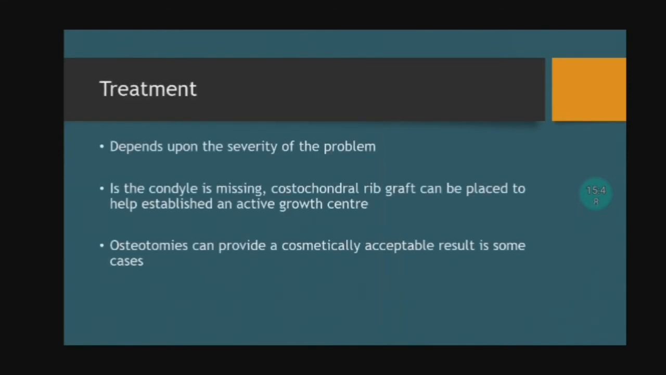Next is treatment. It depends upon the severity of the problem. If the condyle is missing, a costochondral rib graft can be placed to help establish an active growth center. Osteotomies can provide a cosmetically acceptable result in some cases.